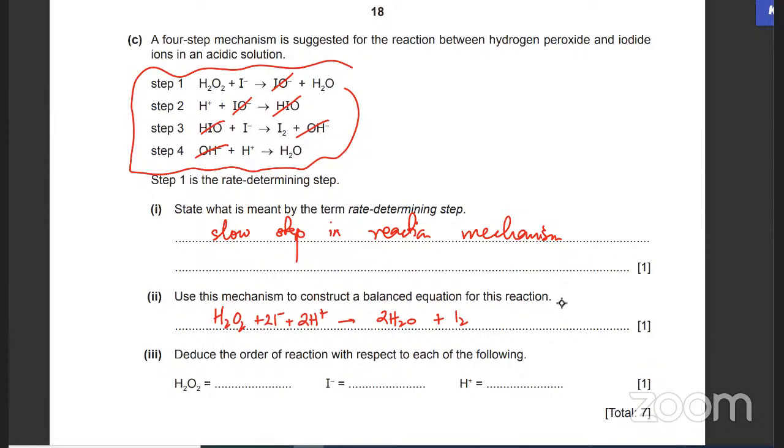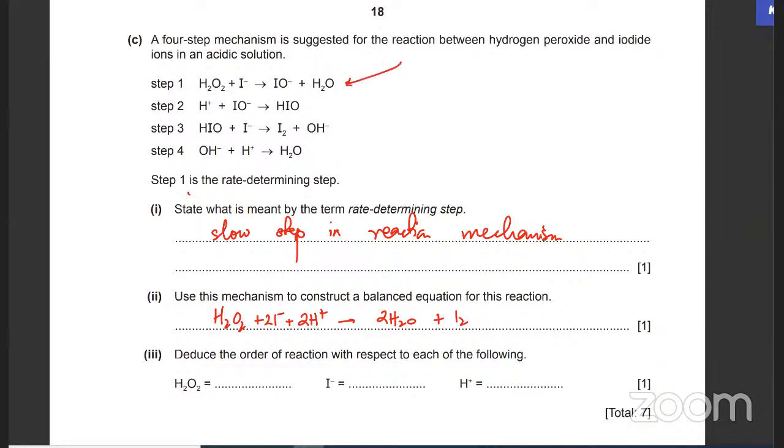Now, deduce the order with respect to each of the following. And he told us that step 1 is the rate determining step. So if step 1 is the slow step, this is the rate determining step. They've already told you that. So what is the order? What is the rate dependent on?